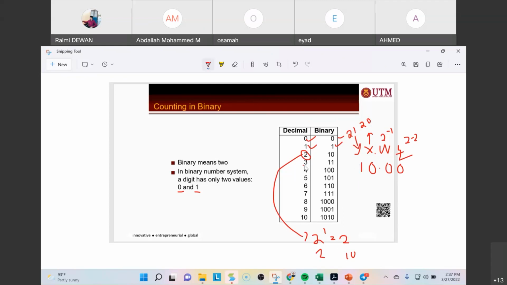The same goes for 3. We want the combination to have the answer of 3, so if this one is 2, which is 1 0, now it is 1 1, and so on. Forgot my touch screen pen, a bit difficult, I'm using a mouse.